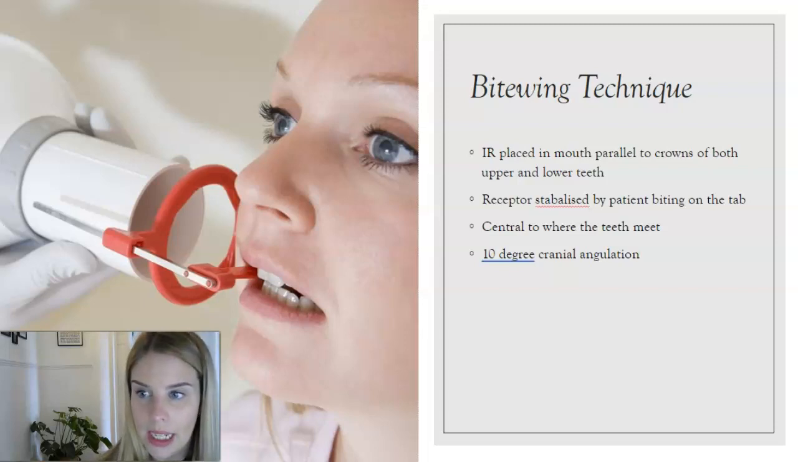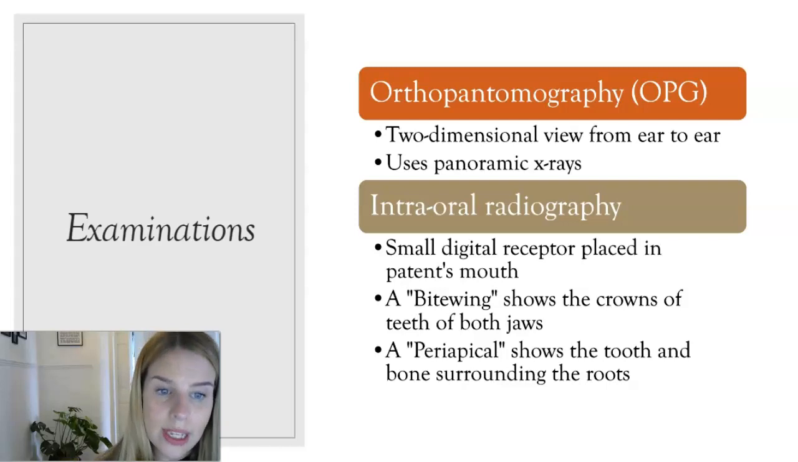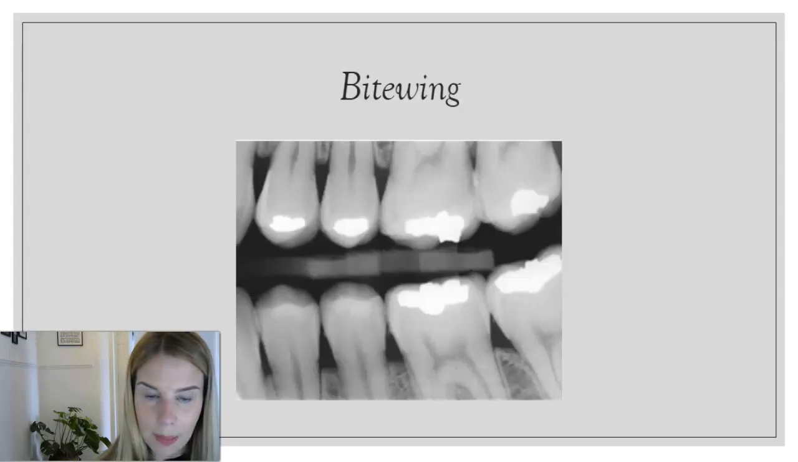the Bitewing technique. And what that's going to show is the crowns of teeth of both jaws. So you're going to see upper and lower teeth in that image. So that's going to be an example of a bite wing. So you can see obviously this patient's got multiple fillings. So you can see the white bits are the fillings. Okay. And you can see both upper and lower, and you can see that this is actually the little bite wing holder that the patient has bitten down onto.